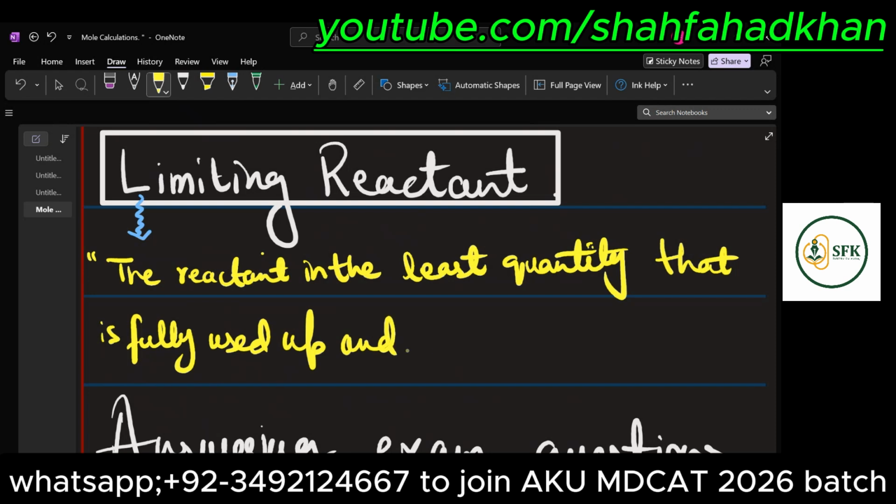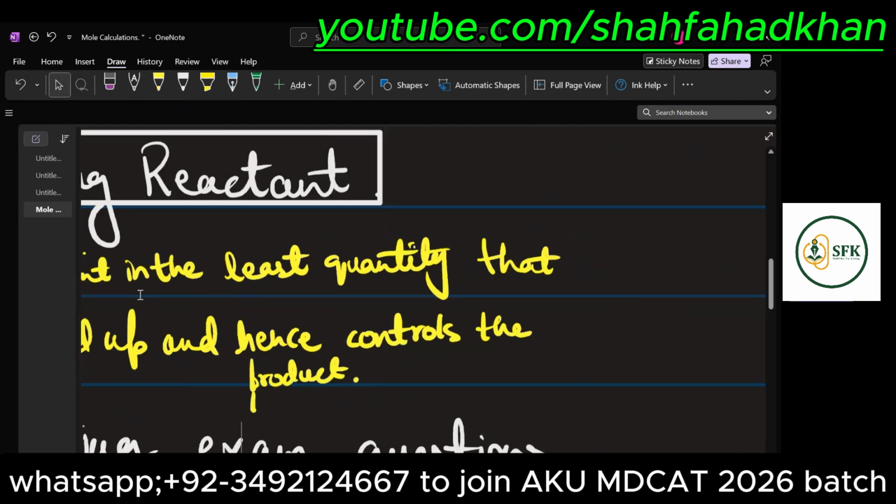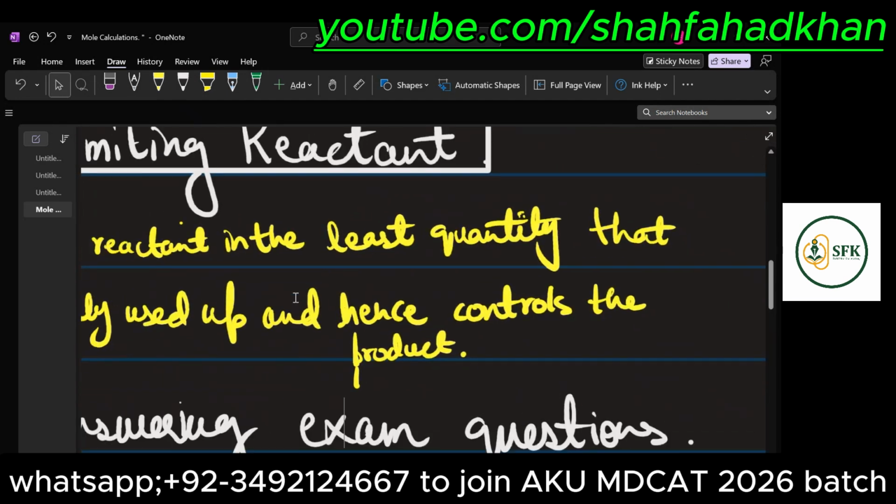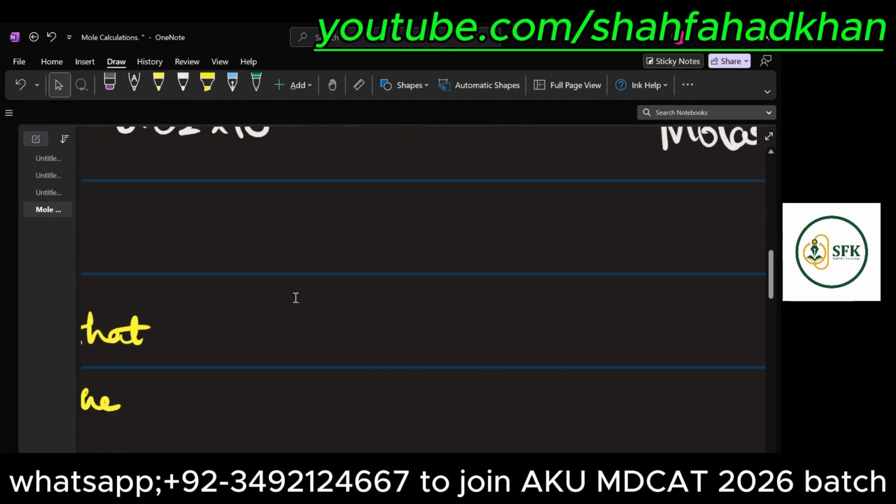and hence controls the quantity of the product. The higher the limiting reactant, the faster the product. Any substance that is completely used up will be considered the limiting reactant. Let's see how we calculate the limiting reactant.